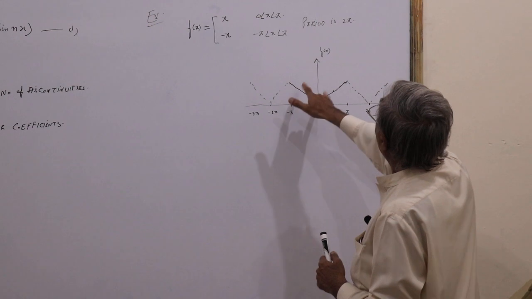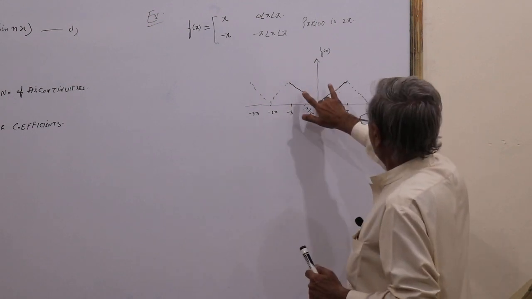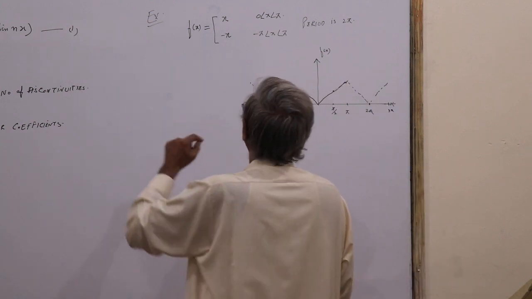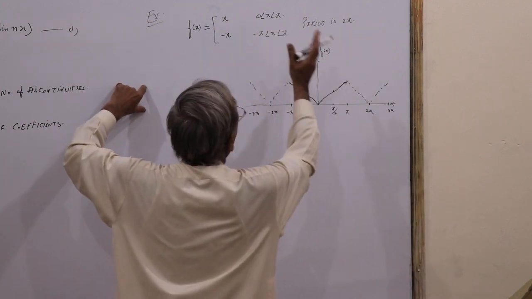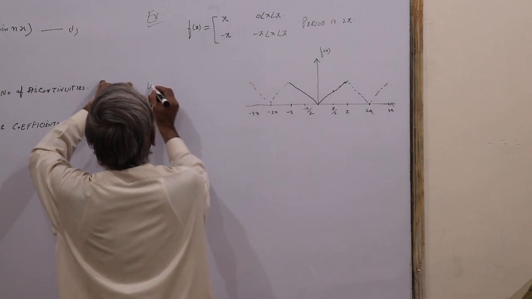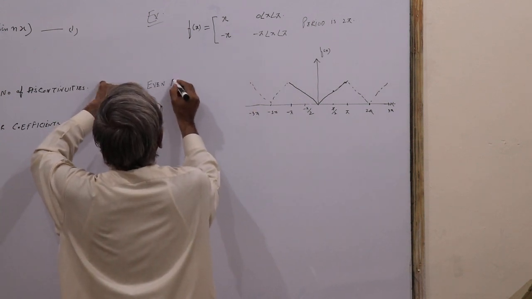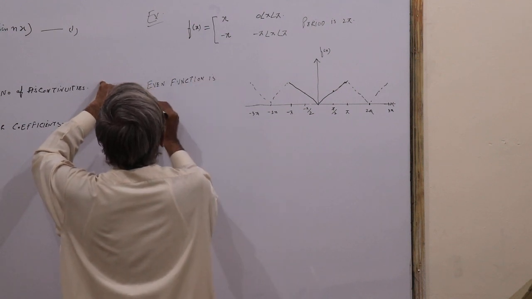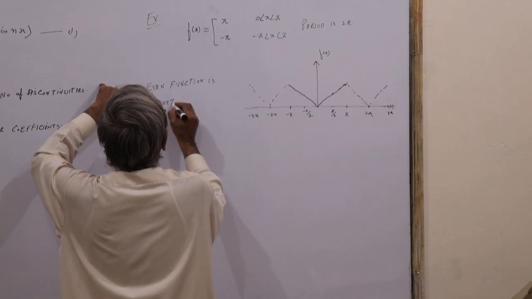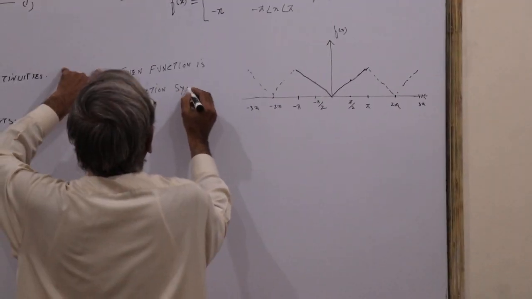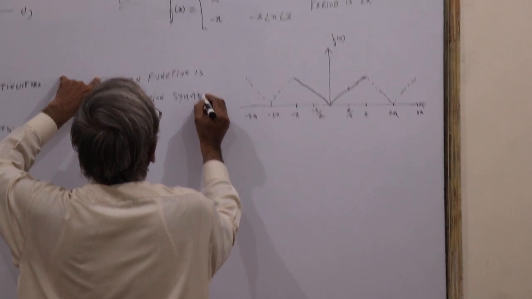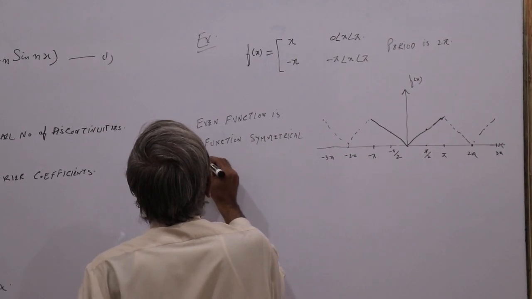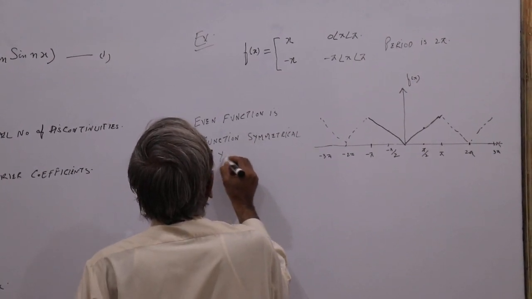You can see that the function is symmetrical about the y-axis. Remember, any function which is symmetrical about the y-axis is an even function. An even function is a function symmetrical about the y-axis.